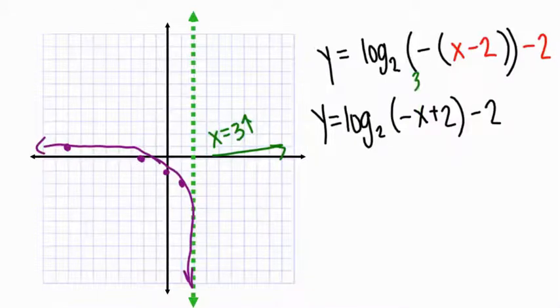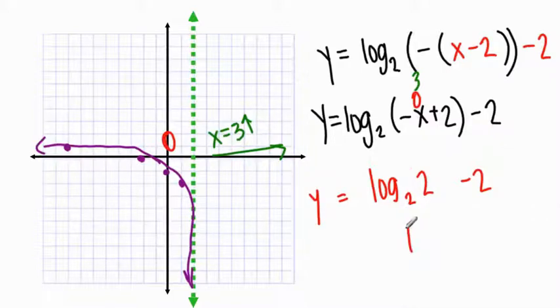If I put a 0 in for x, I'd have log base 2 of 2 minus 2, which is equal to y. Well, log base 2 of 2 is 1. 1 minus 2 is negative 1. y equals negative 1 when I put a 0 in for x. So if I put a 0 in for x, I would end up with negative 1 on the y-axis. So you can see that this equation makes some sense.